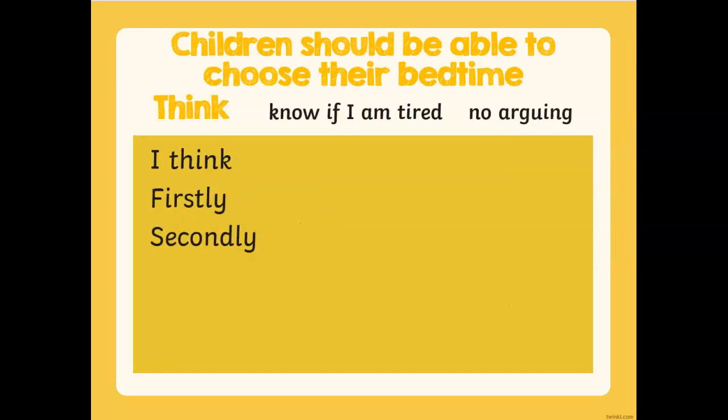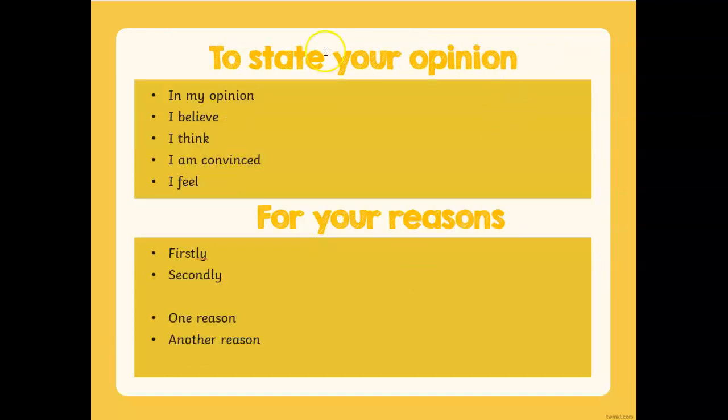So let me show you an example. First of all, we're going to think about the statement. Children should be able to choose their bedtime. When I thought about it, I thought, well, I agree because I know if I'm tired. And number 2, if I was a child, I'd know that there would be no arguing with my parents about going to bed. I think there's 2 very good reasons that support my opinion. So remembering yesterday, to state your opinion, we can begin with sentence starters like this. I've just decided to use I think in mine.